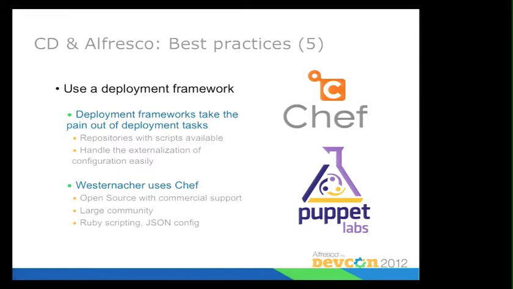We like Chef. We used it from the beginning. We have experience with it. And Chef, it's from opscode.org. It's an open source product with commercial support. They also have a commercial version. And there's a large community, and they use lots of JSON configuration, Ruby scripting. So if that is the type of thing that you're working with anyway, then I would recommend Chef.